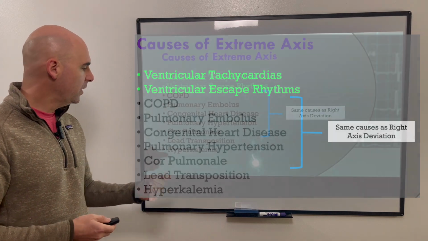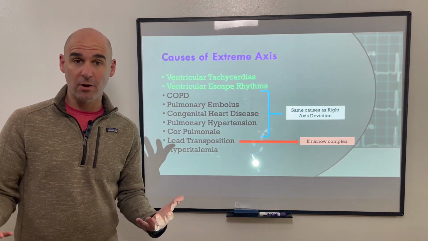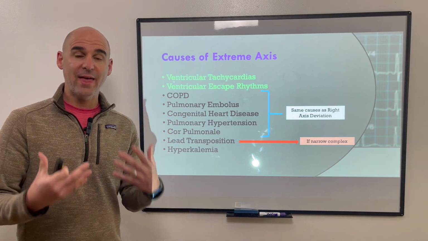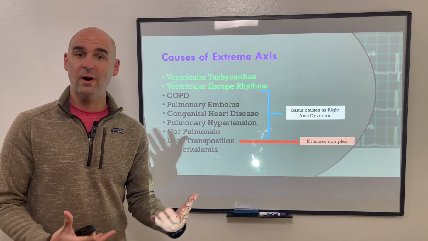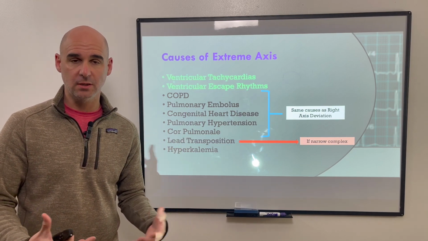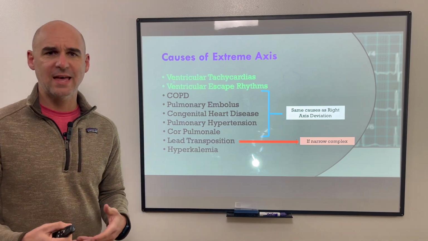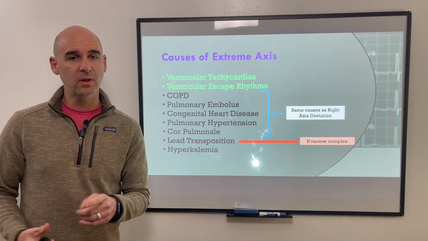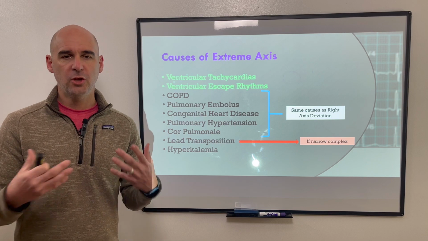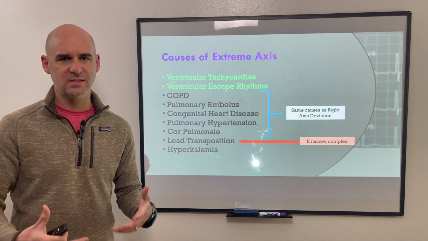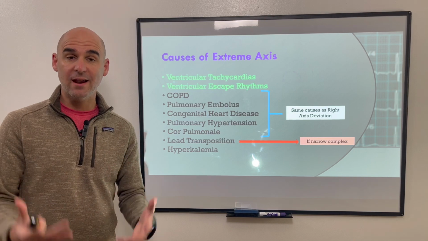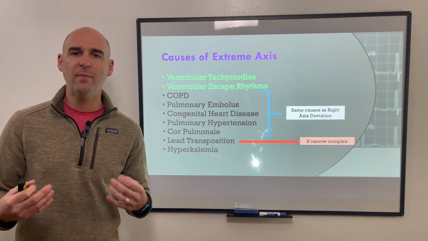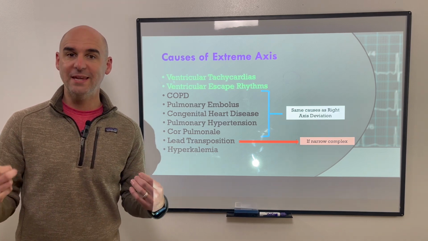So that can happen. We can also have it happen when we put the leads on wrong. So if we've mixed up our leads and we have lead transposition, that can actually cause us to look like we're having right axis or extreme axis deviation. And the one tell that usually is we'll see a narrow complex instead of a wide complex. So that's a really important thing to do. If you're looking at a 12 lead, you see evidence of what you think is extreme axis deviation, but you have a narrow complex, I'll show you a little trick coming up here on how to look at that. But you need to make sure that you actually have your leads on in the right place.